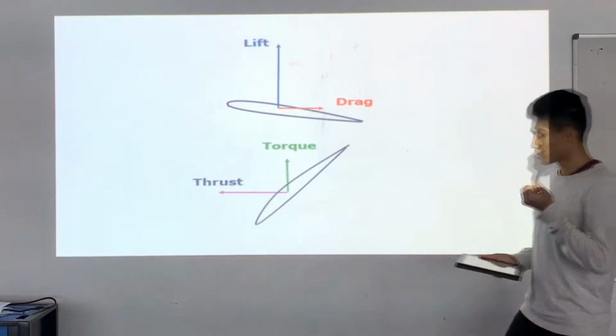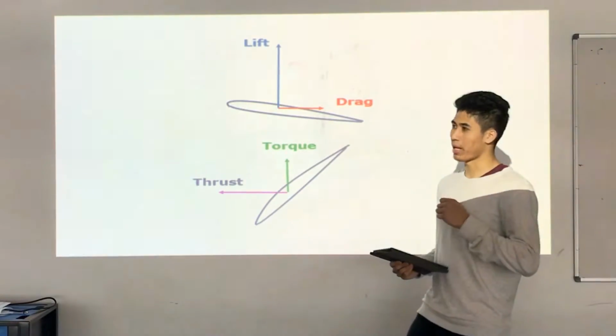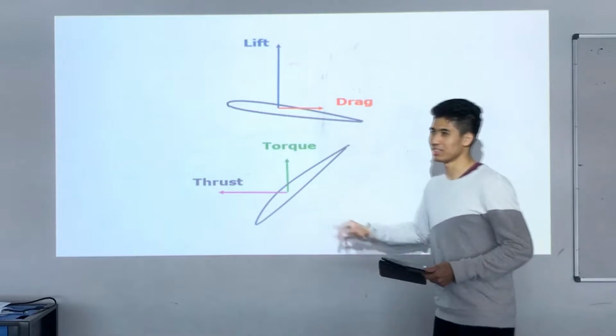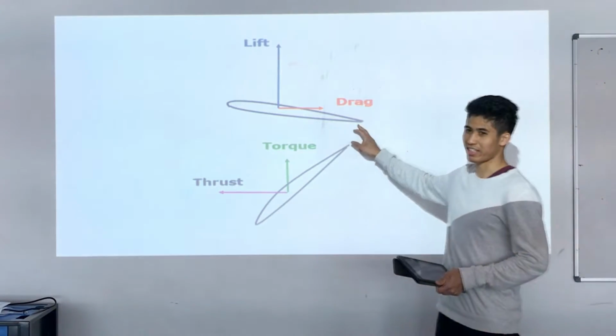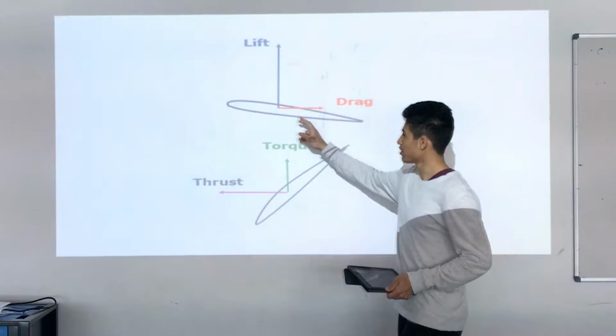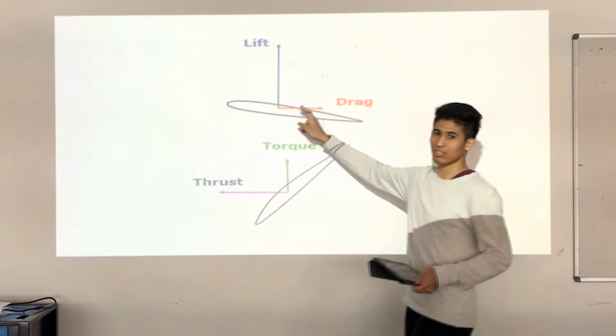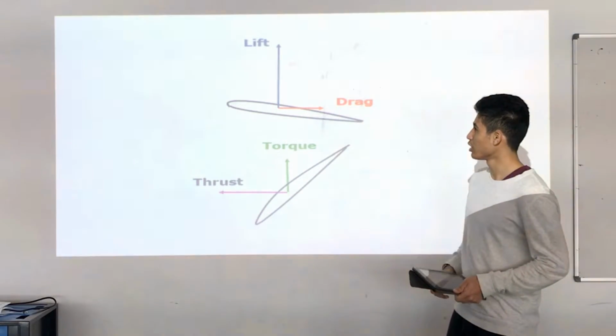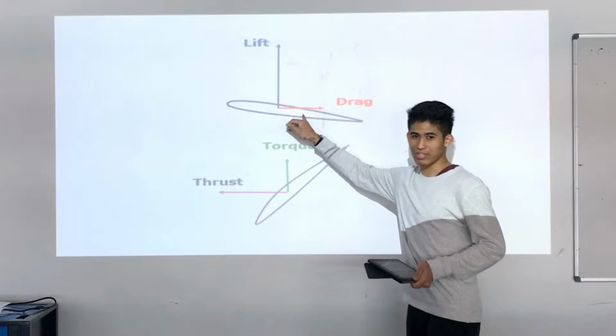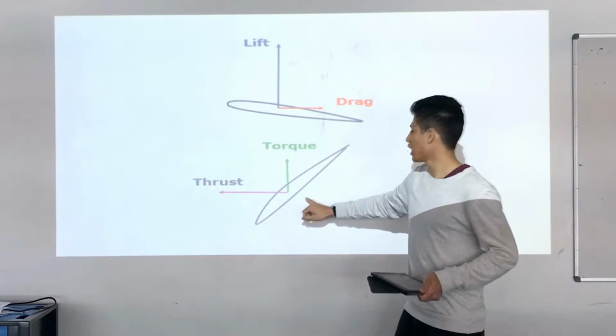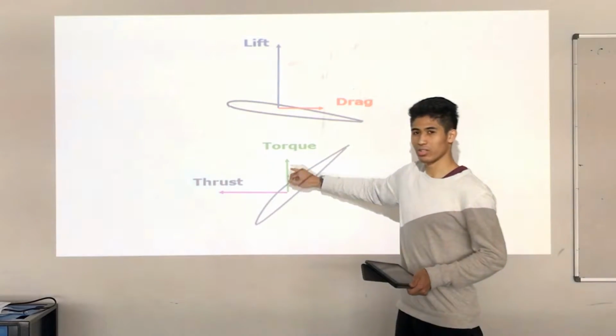First, I'm going to start talking about the propeller. A propeller is exactly like a wing. It does have a horizontal force and a vertical force. But instead of calling them lift and drag as on a wing, on a propeller we call them thrust and torque.